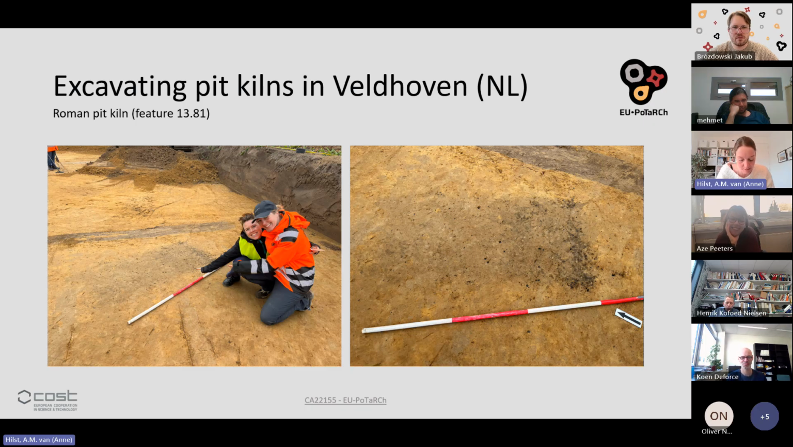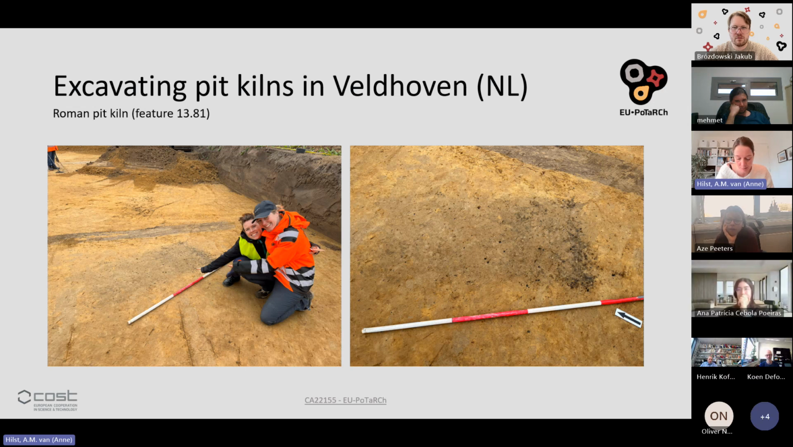The pit kiln is rectangular and probably Roman in date. Its edges are a bit unclear because of bioturbation, so animal activity, roots, and other processes that have disturbed the soil. But you can already see a concentration of charcoal.